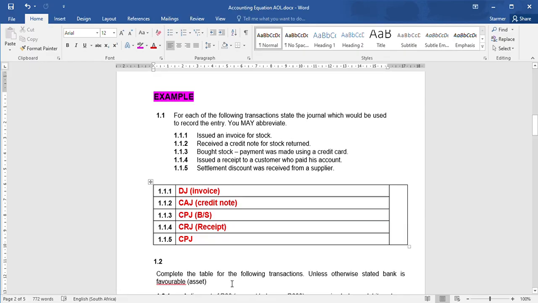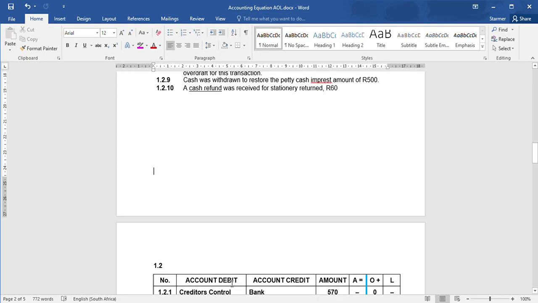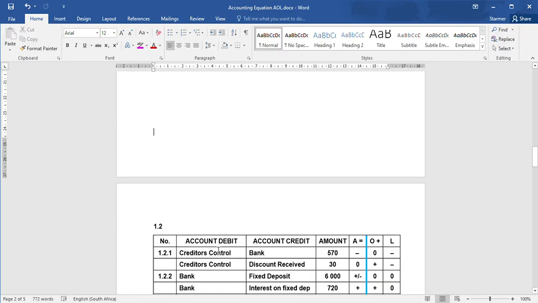Alright, and then I want to just look at this table now. The table has the following headings. Account debit and account credit, that's what happens in the general ledger. There's an amount column and then there are columns for AOL. Now you need to remember, very important, that A must equal O plus L. To help my classes remember to check that each side is equal, I've drawn this line here where the equal sign is. I've done it in blue.